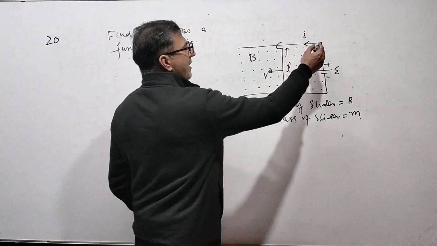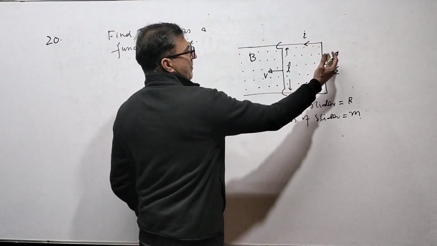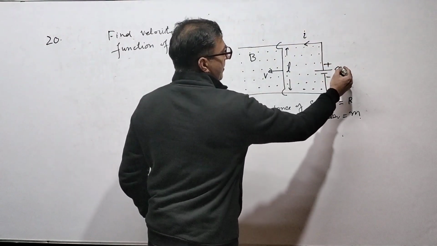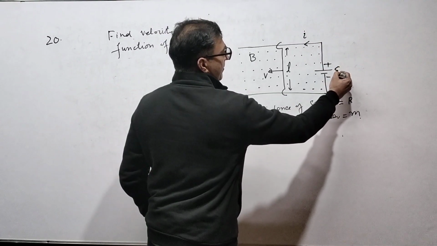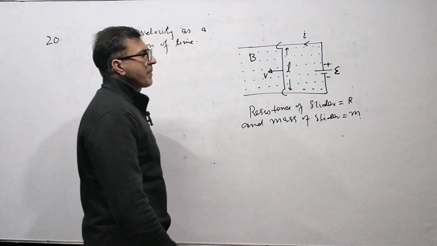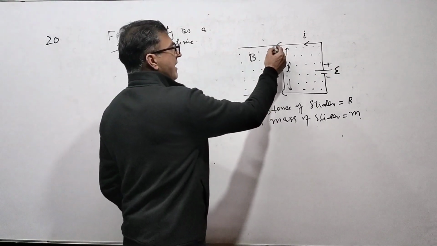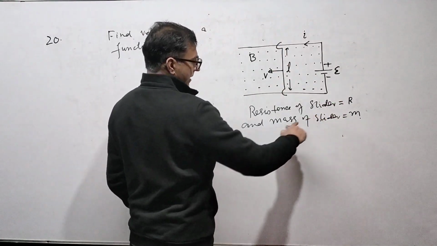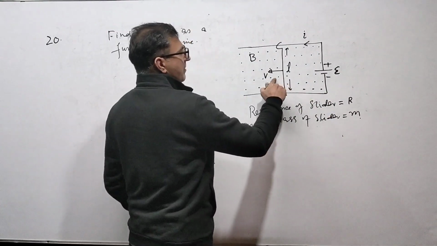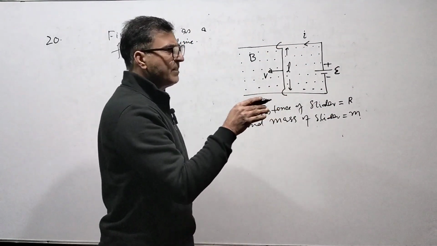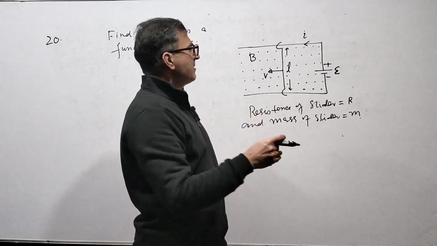Also, at one end of the frame I have connected a battery with voltage E. And here is a slider whose resistance is R and mass is M. But this slider is in the horizontal plane. It is not in this plane.